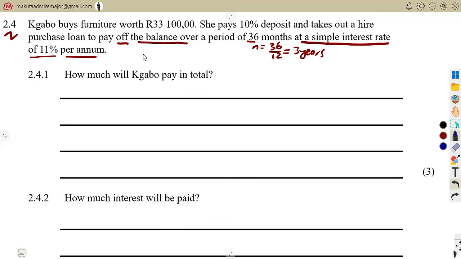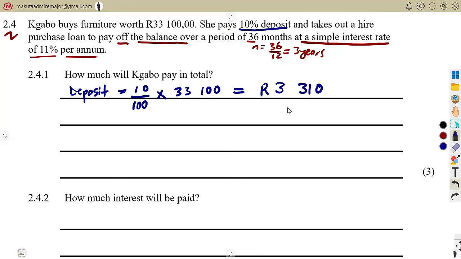If you take note, they said this guy has to pay a 10% deposit. So let's start with the deposit first. We paid 10%, so that is 10 over 100. Remember to remove the percent. The actual price of that furniture is 33,100. So we're going to obtain 3,310 from our calculator. This is the deposit.